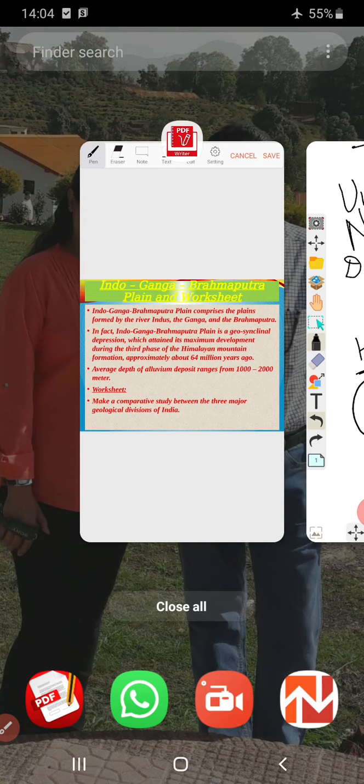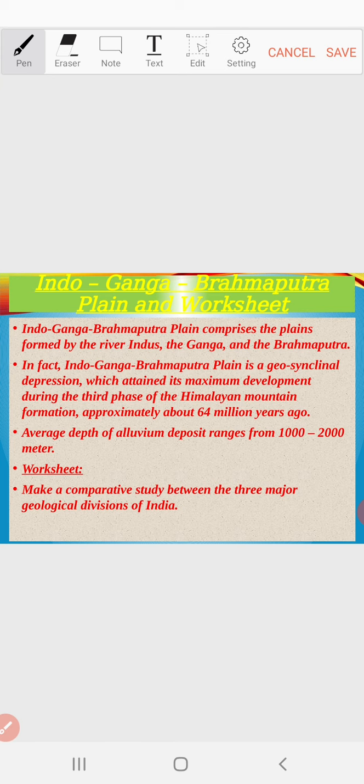Now let us see the features of the Indus, Ganga, Brahmaputra plain. As I said, it is formed by the Indus, Ganga and Brahmaputra, and is a geosyncline depression. Geo means earth, syncline means lowland. So it is a low-lying depression, and I used the word foothills. It attained maximum development during the third phase of the Himalayan mountain formation, approximately 64 million years ago. The alluvial deposits are there, and their thickness varies from 1000 to 2000 meters.